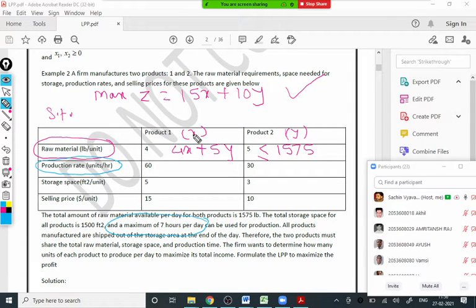We are going to produce X and Y units. So how many hours do we require to produce X units? You will observe X by 60. For example, suppose X is 120. If we have to produce 120 units of product 1, then 120 upon 60, that is 2 hours we require, because we produce 60 units per hour of product 1. So this is the number of hours required to produce X units.